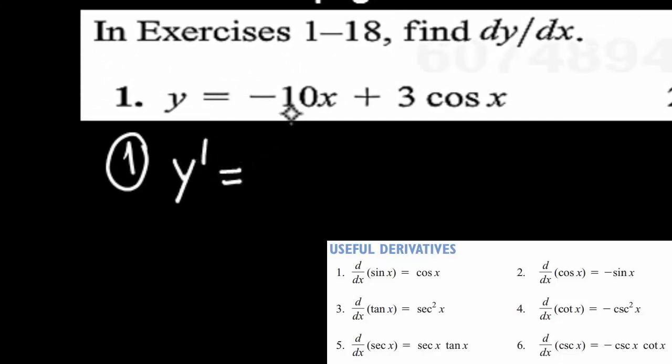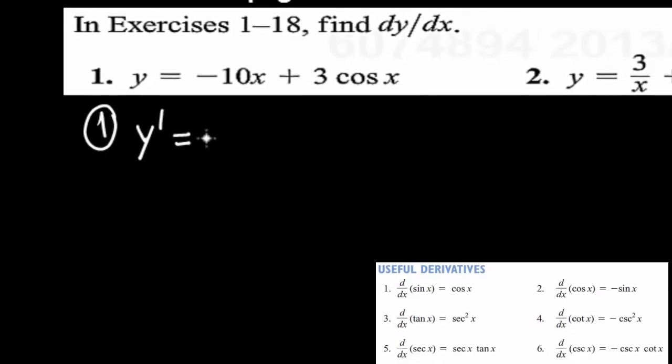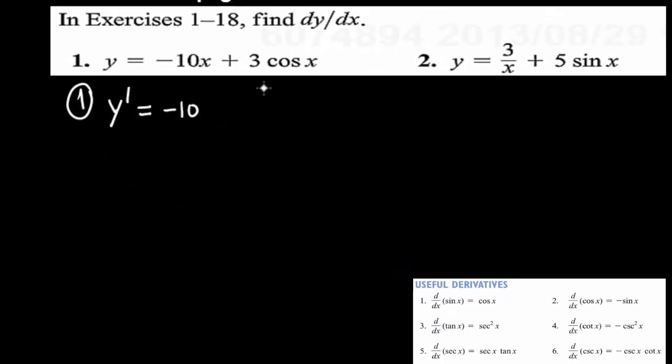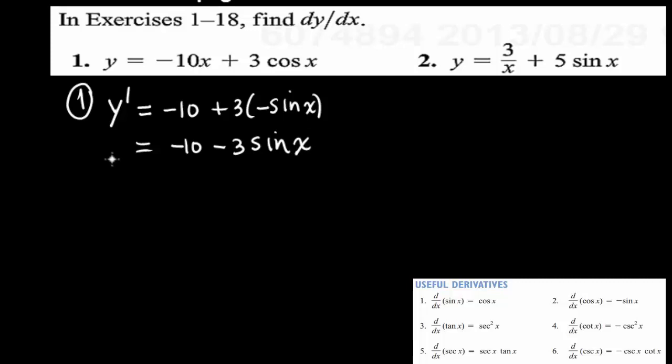So I'm going to go ahead and use y prime. And what is the derivative of minus 10x? It's just minus 10. And then, what is the derivative of cosine of x? Well, we know it's minus sine x, so it's plus 3 times minus sine x because it's just a multiple of cosine of x. And so rewriting or simplifying, we have minus 10 minus 3 times the sine of x. There's your dy by dx.